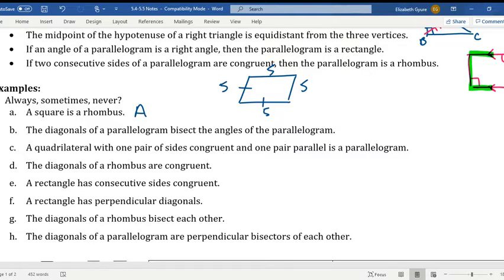Logan? A rhombus. Specifically a rhombus, the diagonals bisect the angles, right? So if the shape is a rhombus, awesome. Yes, that's happening. But what if it's not a rhombus? Then is it happening? Yeah, no, we would put sometimes for this one.